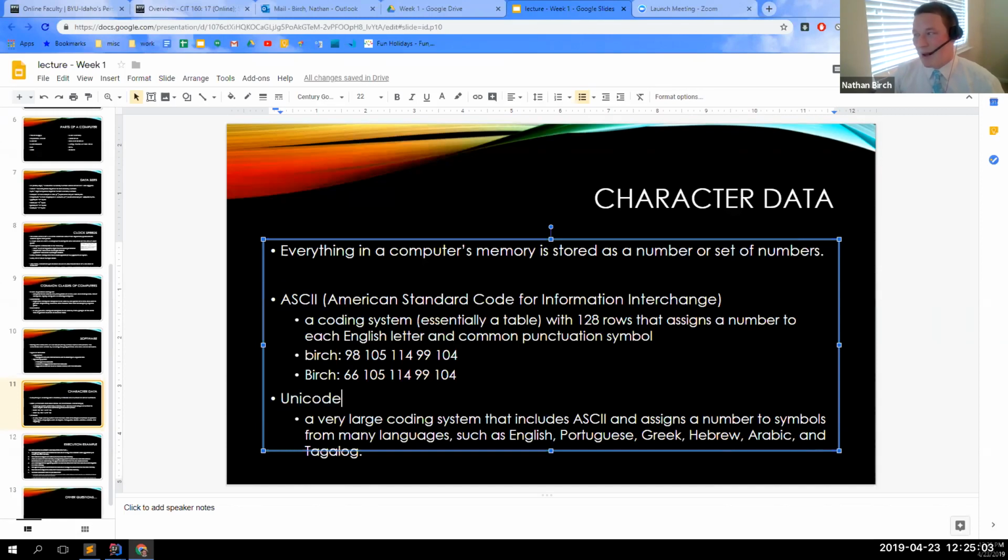Any questions about character data or either one of these things?